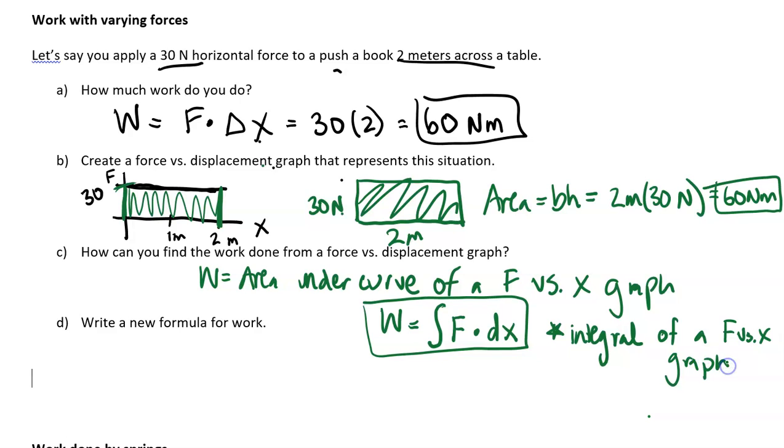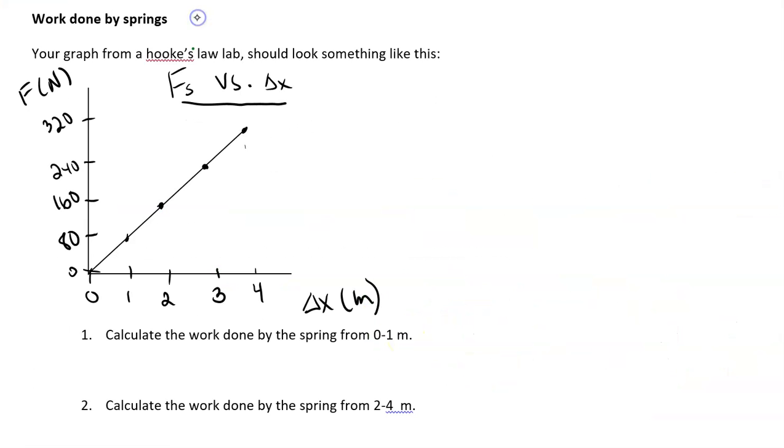So let's go ahead and solve a couple example problems together using this new formula. Okay. So we did a lab as a class involving Hooke's law. So we hung a spring, attached different weights or masses to it, measured the force of the spring, and also the displacement of the spring, and then made a little graph. So it looks something like this. So let's calculate the work done by the spring from 0 to 1 meter.